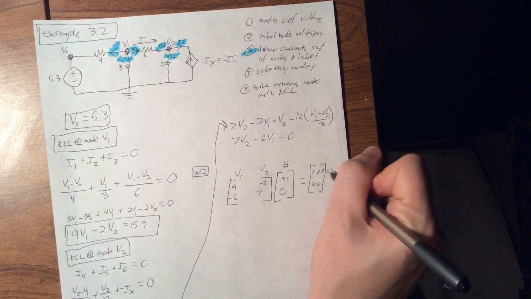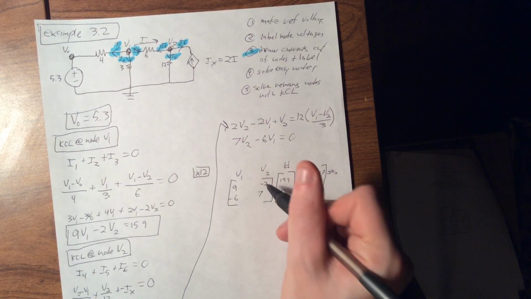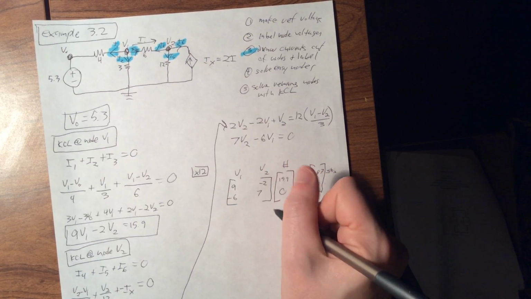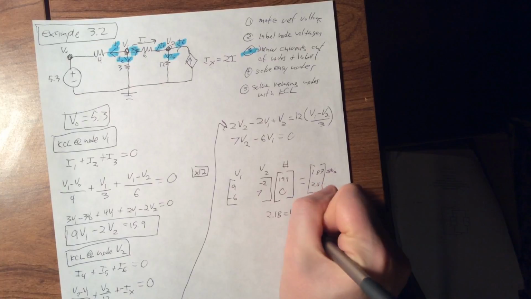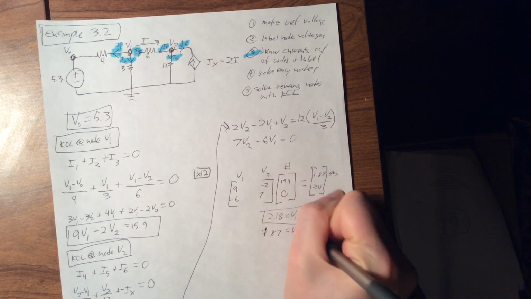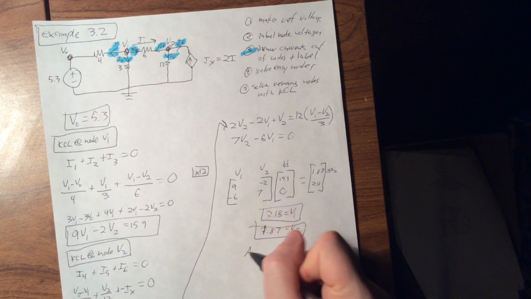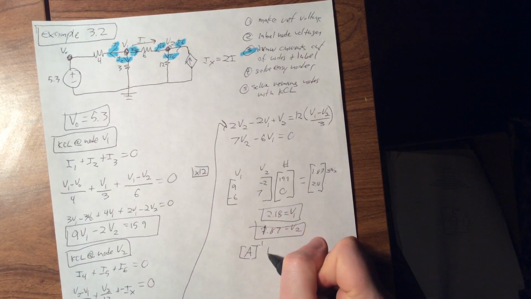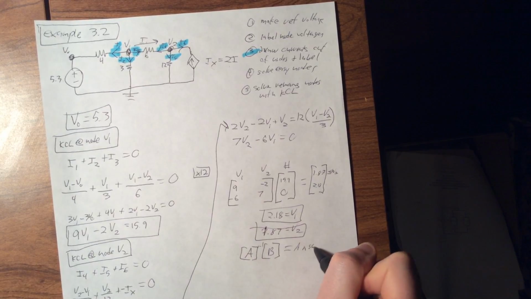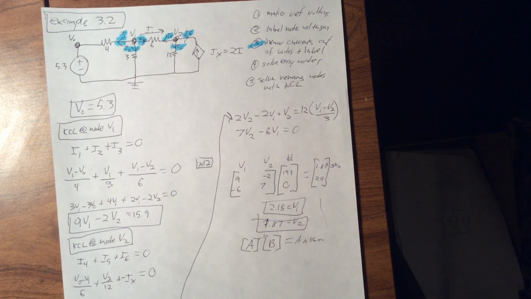This is equal to V2. Actually, wait, let me solve this one and see. Yeah, so that's right. I'm good. 2.18 equals V1, and 1.87 equals V2. We're good. Remember, we do this A inverse B equals the answer, which is that up there. That's how we grab it out. Okay, I think that one's pretty good for now.